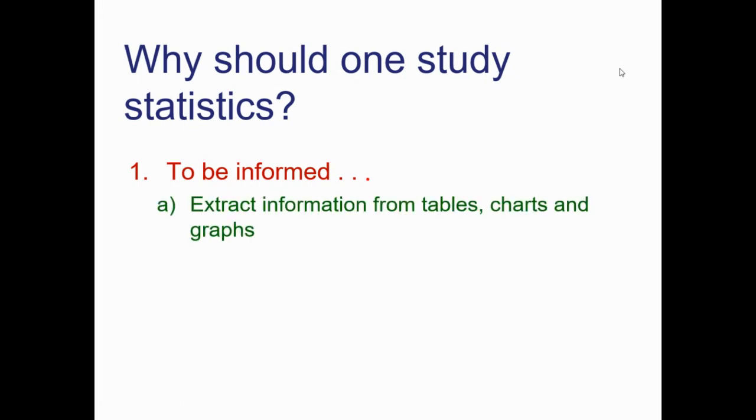So to be informed, you need to extract information from tables, charts, and graphs. Follow numerical arguments. So if all the data is saying, no, don't go buy that $100,000 piece of equipment, you kind of want to follow that, or you can just be like, oh, you only live once, I'm buying it because I want it. Well, then that's on you. If the data tells you to do otherwise and you still do it, that's on you.